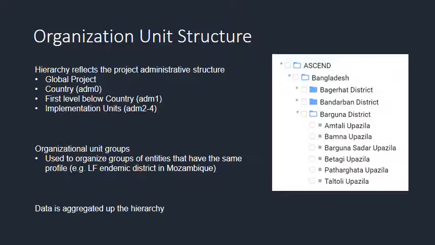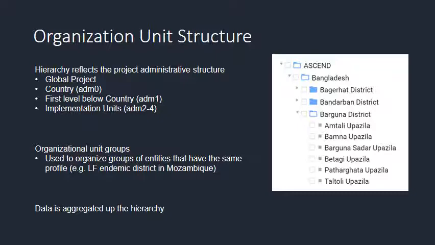Then the second level in the hierarchy refers to the first level below a country, also referred to as admin 1. In some cases these can be states, in other cases provinces, but they're the first level below country. And then thirdly in our hierarchy we have our implementation units, and these can refer to any administrative unit within a country, typically districts or counties, or sometimes even smaller. So they can refer to anything from admin 2 to admin 4, which is reflected as an implementation unit.